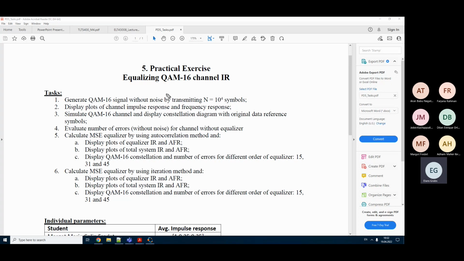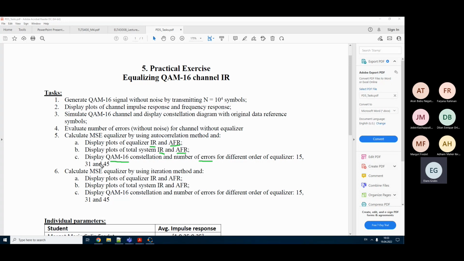Today we are going to discuss simpler linear equalizers, most particularly the minimum square equalizer, and the minimum square equalizer using the autocorrelation method and, accordingly, the iteration method, which we mentioned in the lecture. Basically we are going to do the same things as you already know. We are going to display the impulse response, the amplitude frequency response of the equalizer and of the entire system, the QAM-16 constellation diagram, and output the number of errors, for different equalizer orders.